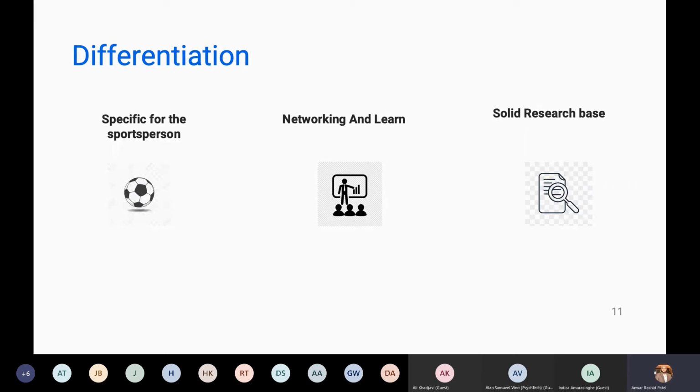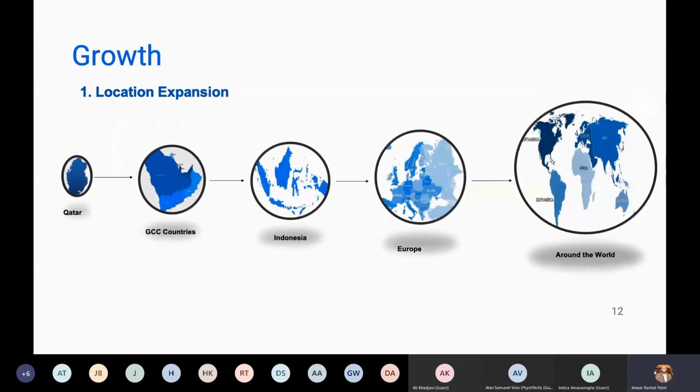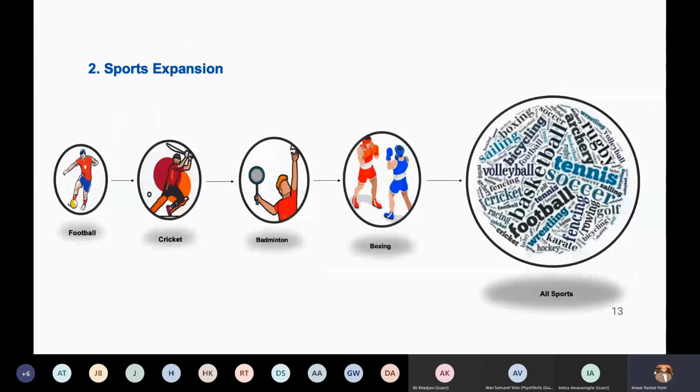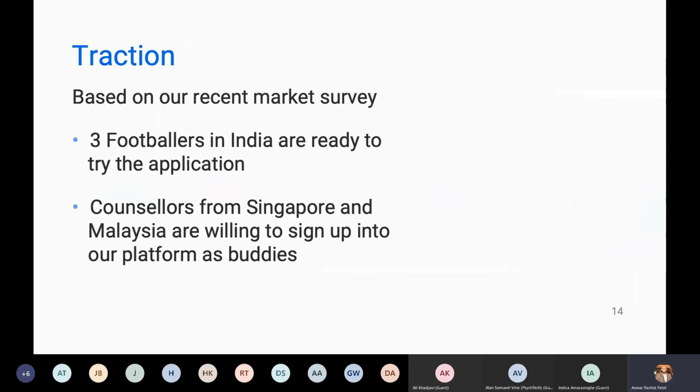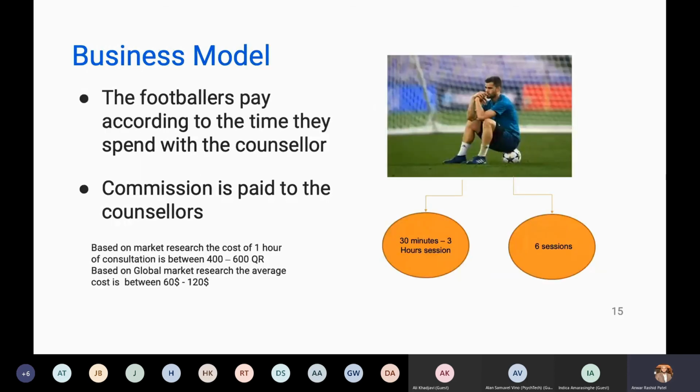Our business model is commission based, similar to Uber, and it is based on the sessions. Financials, as you can see, go from the Qatar part to the GCC as a whole. As you can see, the revenue is exponential. This is our team of talents. And the funding: the development cost and the marketing cost together come to around $14,000.